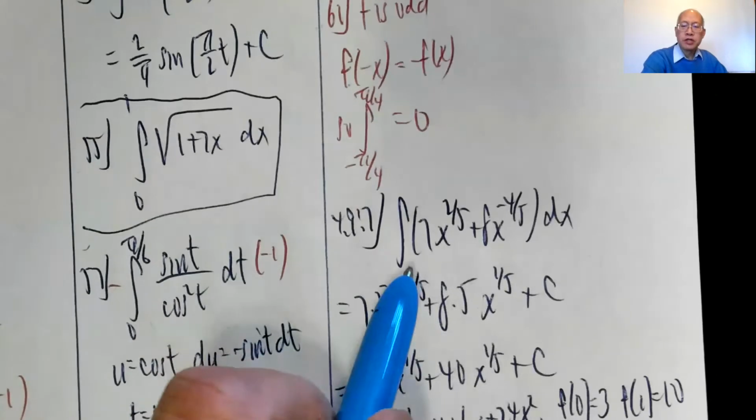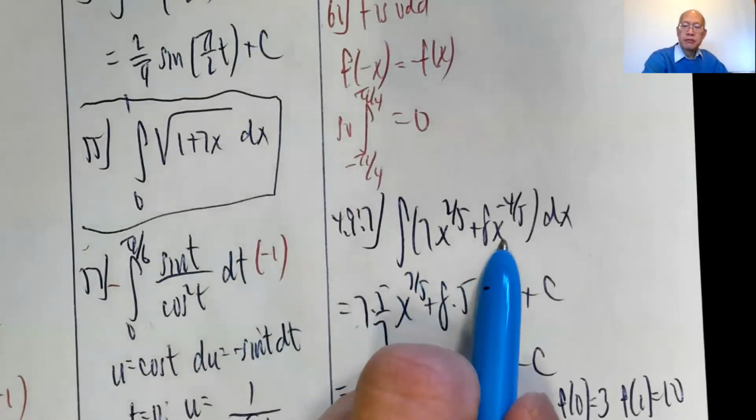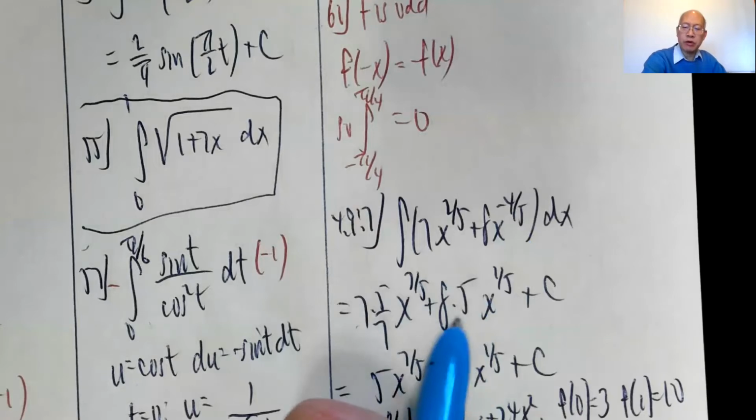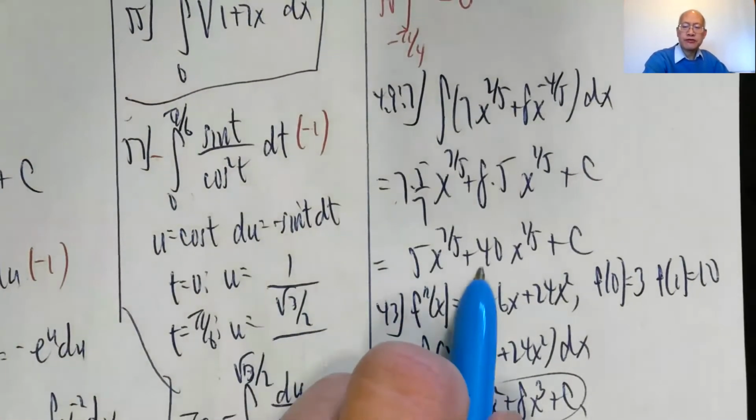4.9, power rule. 7x to the 7/5 times 5/7. Power rule, x to the 1/5 divided by 1/5 times 5. So 5x to the 7/5 plus 40x to the 1/5 plus a constant.